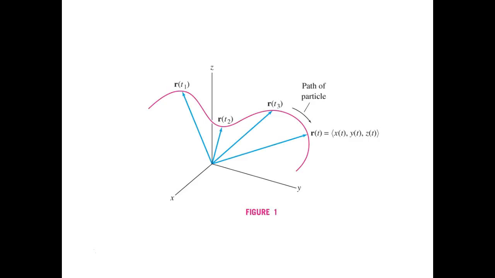Now, the r's are these blue vectors here. The path is the pink curve. Okay? And you can use the terminal points of the r to define the path. You see, the path really isn't a vector, kind of. It's defined by a vector. Okay? That's where you get a little bit of a problem.